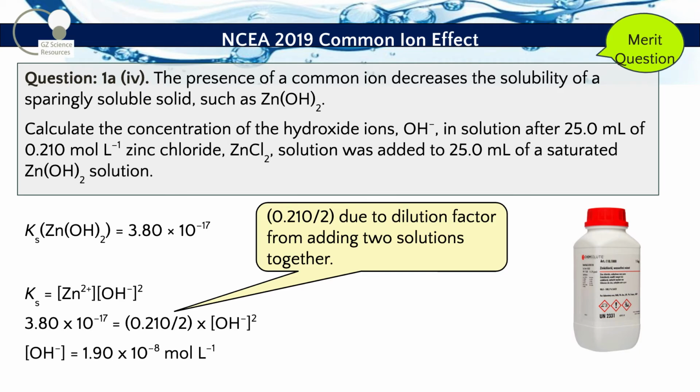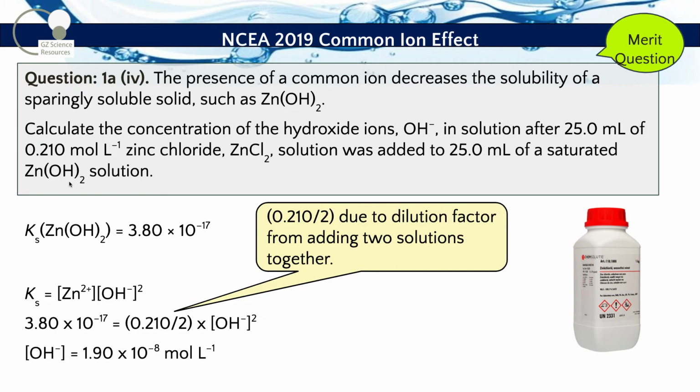One more to look at before we do some practice problems. This was from last year's exam. We know that the presence of a common ion decreases the solubility of a sparingly soluble salt. The question was to calculate the concentration of hydroxide in solution after 25 mils of zinc chloride was added to 25 mils of saturated zinc hydroxide solution. So what's our common ion? It's zinc, right? We have a solution of zinc chloride being added to a solution of zinc hydroxide. Zinc's the common ion, okay?